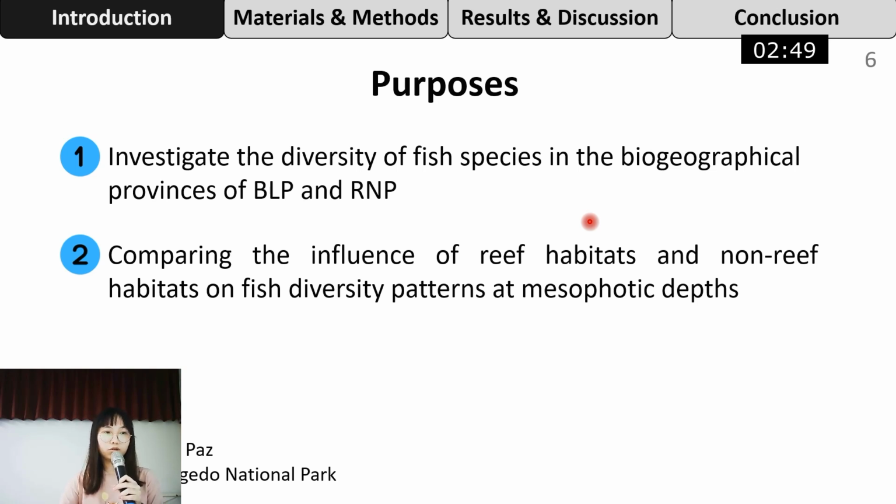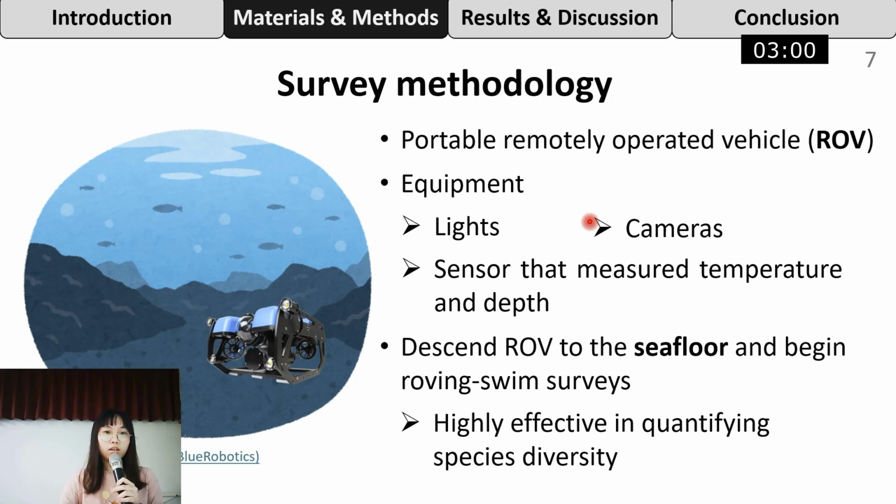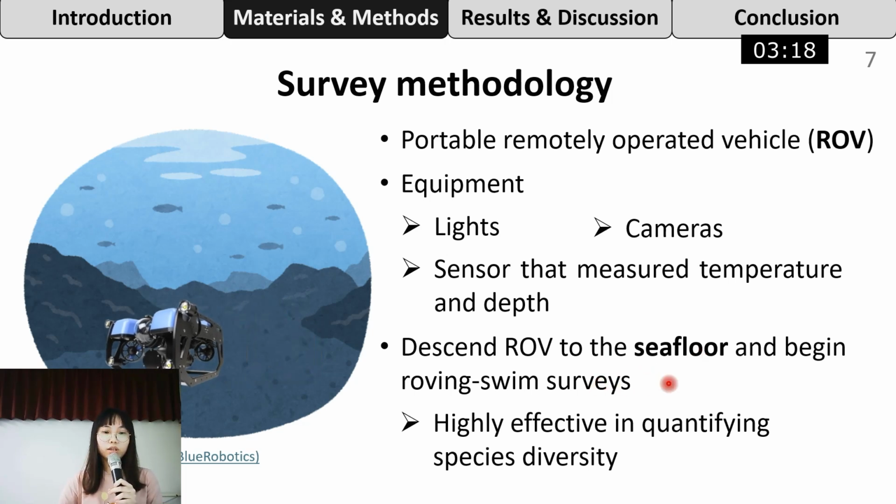And the second is to compare the influence of reef habitats and non-reef habitats on fish diversity patterns at mesophotic depths. They used a portable remotely operated vehicle, or ROV, in this research, equipped with lights, cameras, and sensors that measure temperature and depth. At each site, they descended the ROV to the seafloor and began roving swim surveys, which are highly effective in quantifying species diversity.